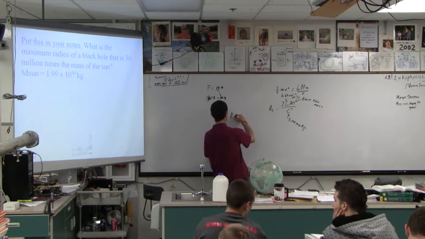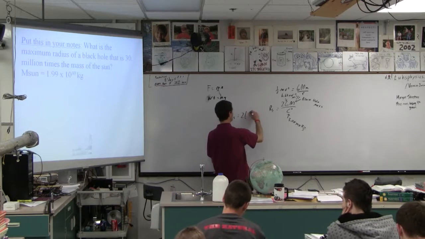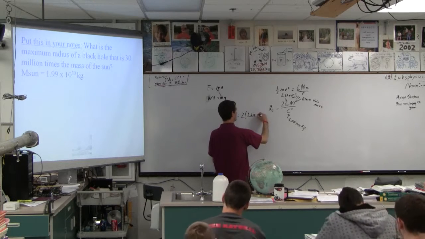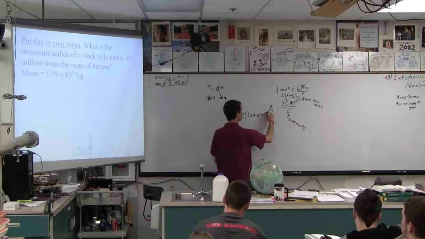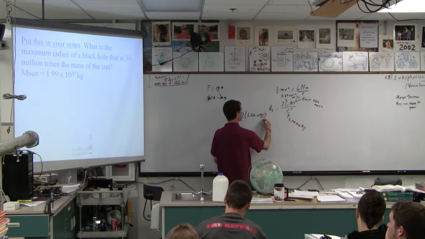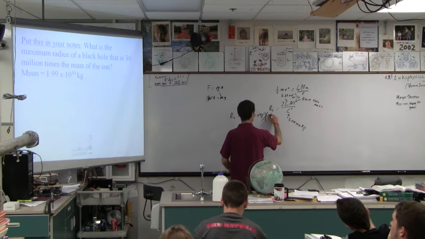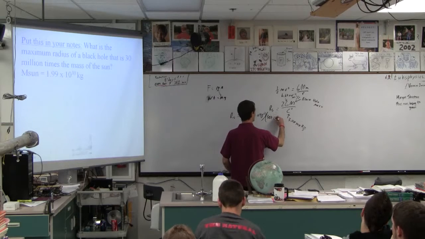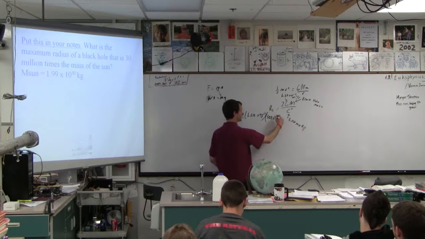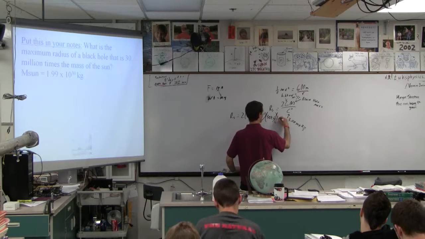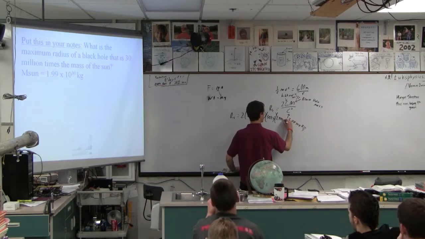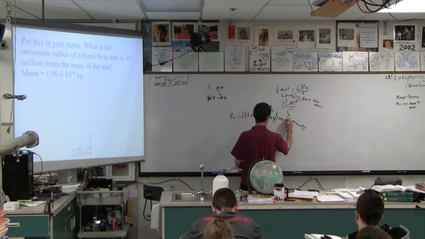So the Schwarzschild radius is going to be 2 times 6.67 E minus 11. And that's Newton meters squared per kilogram squared, right? Okay. The mass is 30 million, right? So 30 E6, 30 times 10 to the 6th, times 1.99. Is it 1.99 times 10 to the 30th? There it is, right?